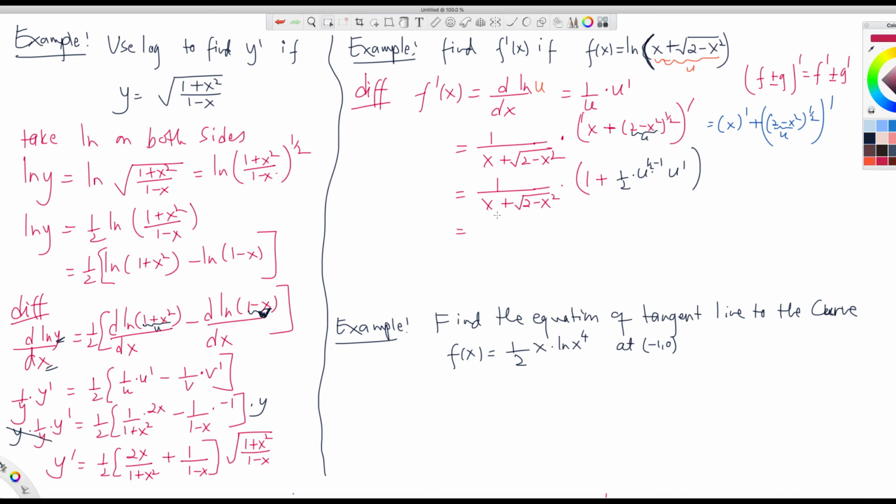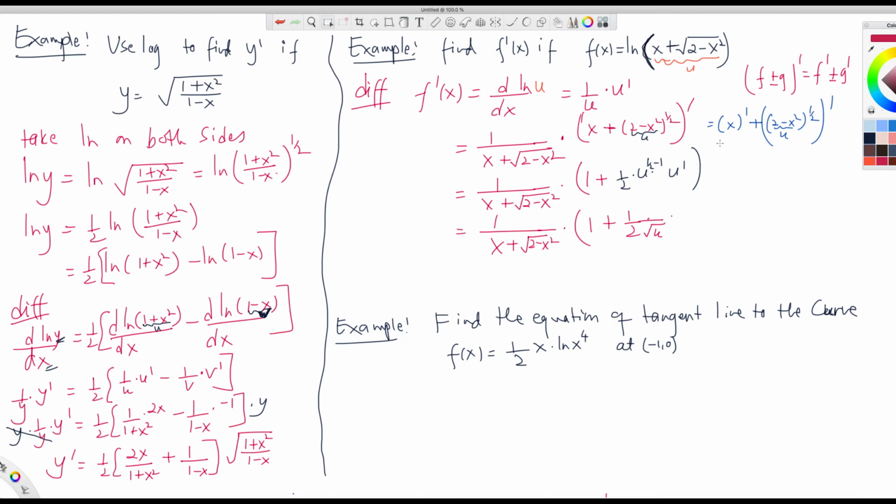So it is 1 over x, and then plus 2 minus x squared, and then times, let's simplify that, 1 plus 1 over 2 times u to the 1/2 minus 1, which is u to the negative 1/2. So I'm going to write this as root u, because I move that to the bottom, it will be u to the positive 1/2. U to the positive 1/2 is basically root u.